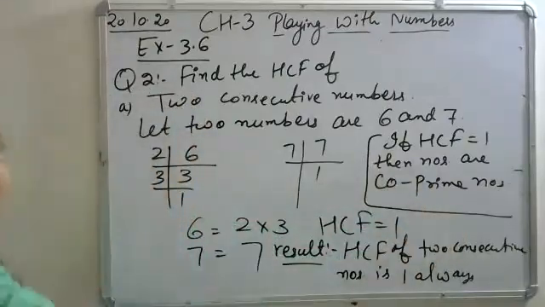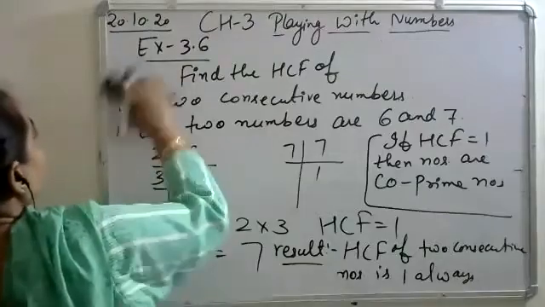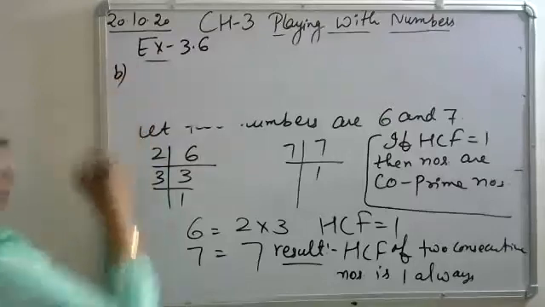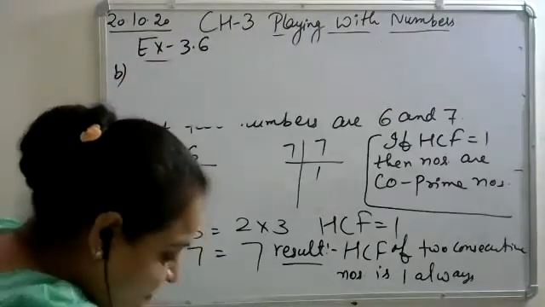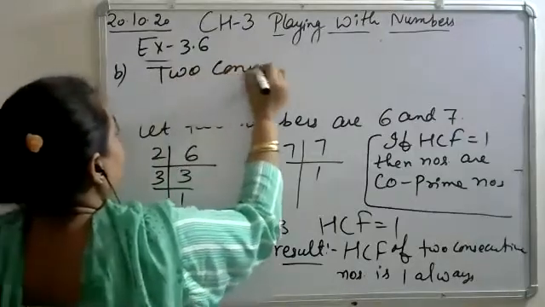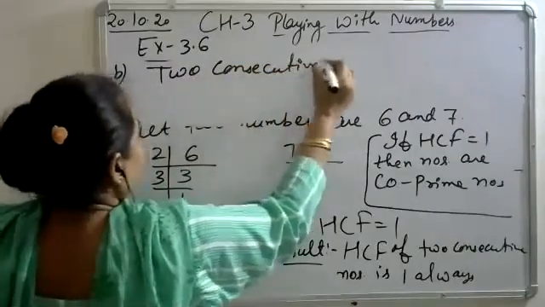Now come to the B part. B part is even numbers. Two consecutive even numbers.